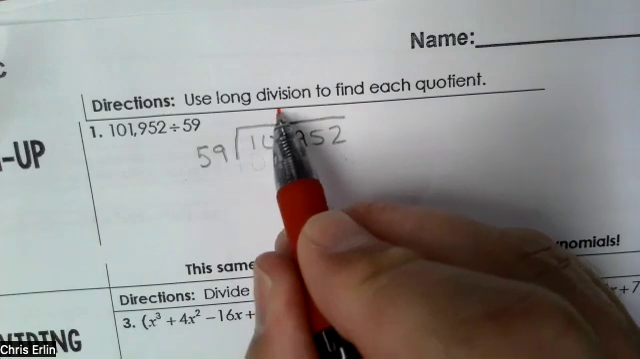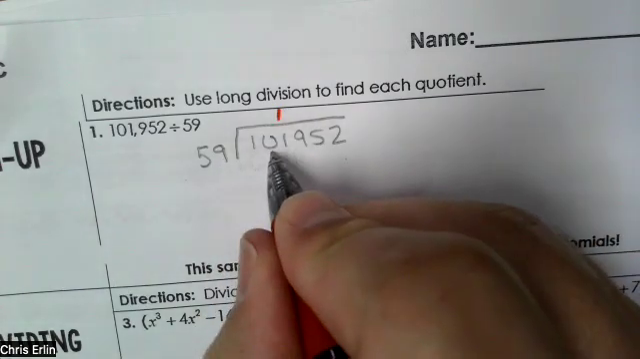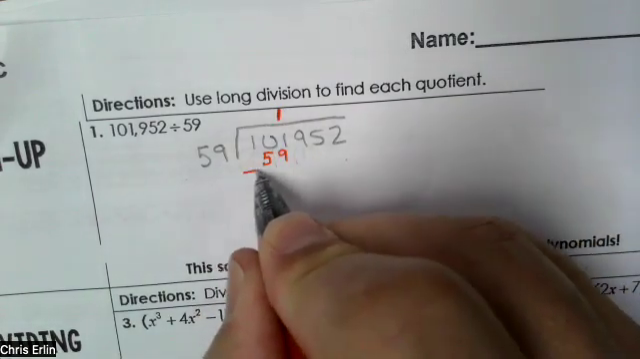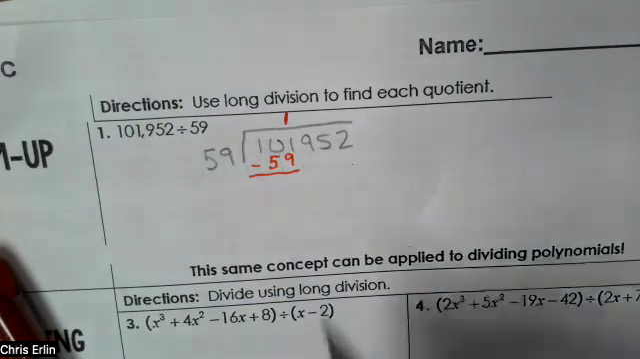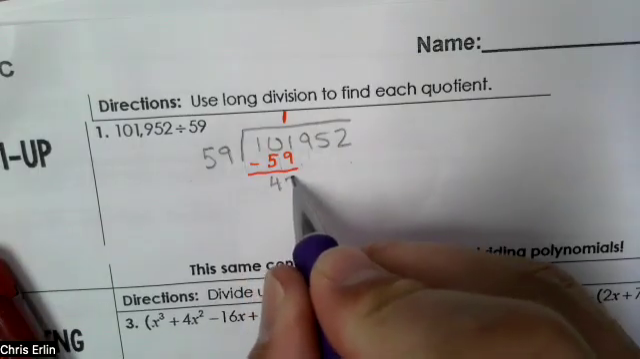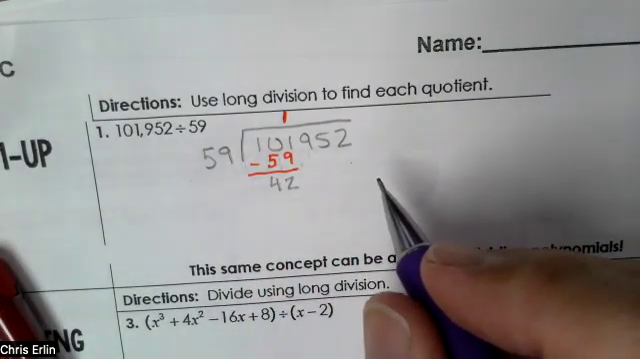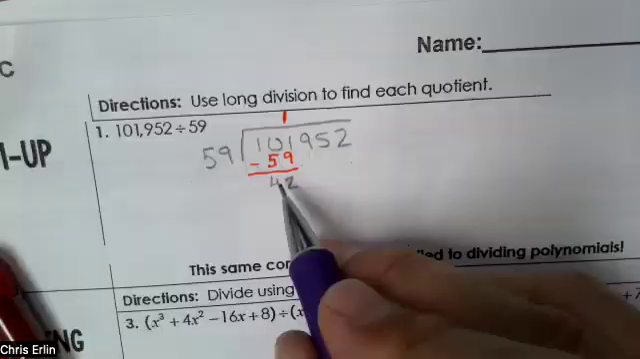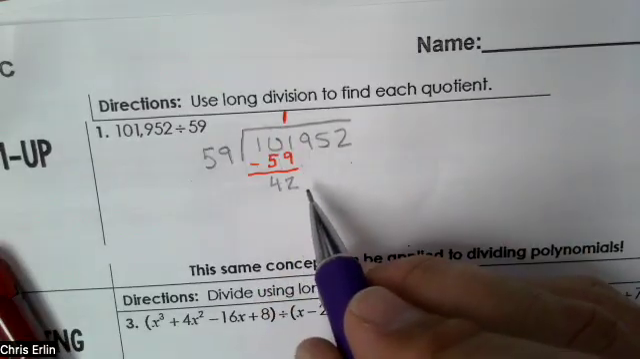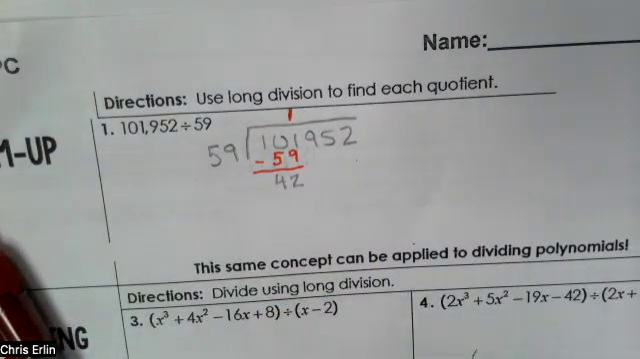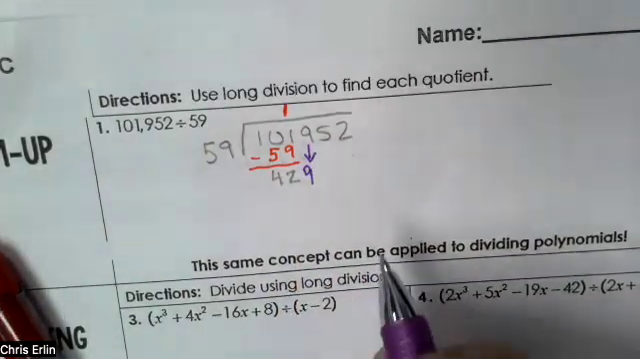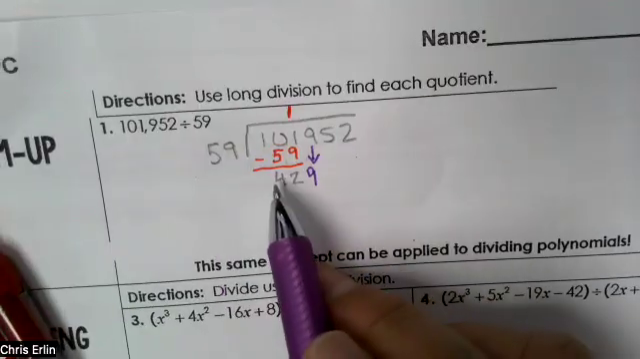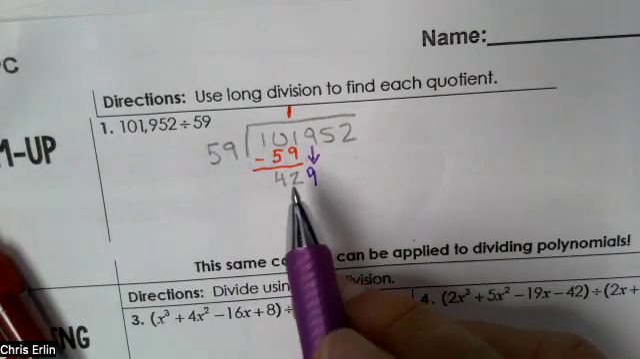I'm going to take that one, multiply it by the 59, and subtract to see how far off I was. In this case, that's going to give me 42. Since I can't do 59 into 42, that was the right call. But what do I do now? I'm going to bring down the 9. And now I'm saying 59 goes into 429.